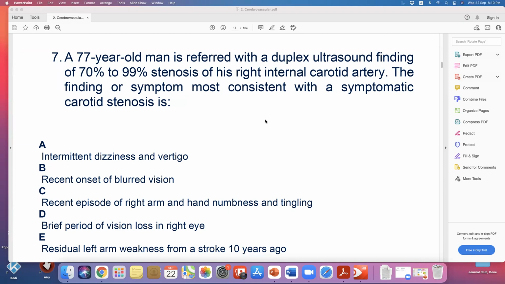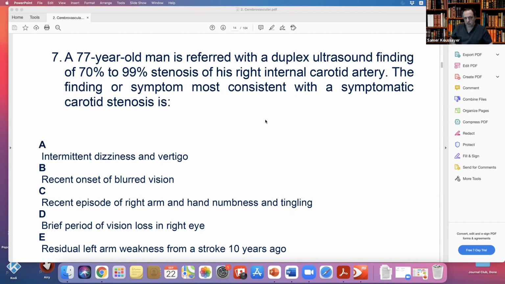Okay, then let's see: a recent episode of right arm and hand numbness and tingling. Yeah, it could be like there is subclavian stenosis. No, let's go slowly. This is a right internal carotid stenosis, right? Numbness and weakness in the arm will be on the right or left arm? In carotid stenosis, if he has a right carotid stenosis, it will be the other arm. Correct?